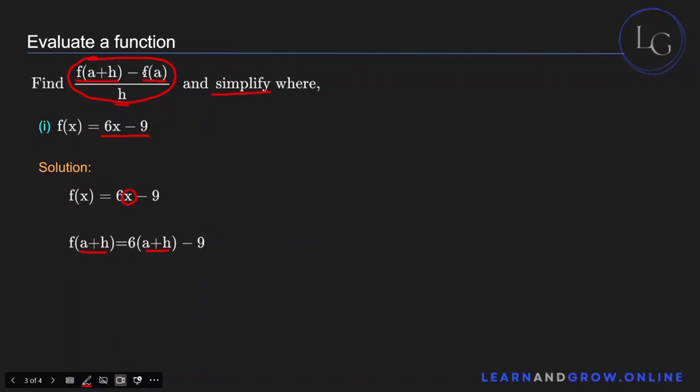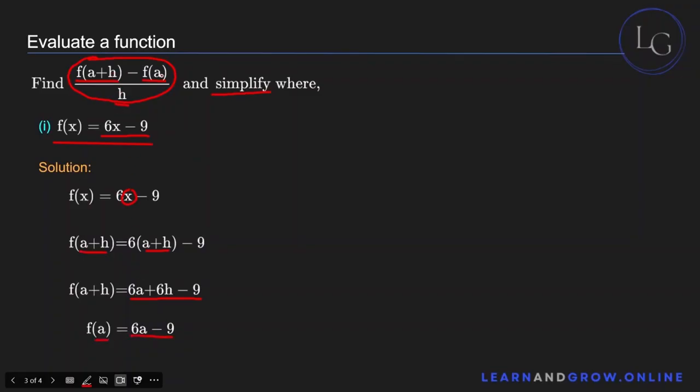So basically we have to find these two functions, and we've been given the actual function itself. So f of a plus h is equal to 6 into a plus h minus 9. Now we have to find f of a. That just means instead of x, you write down a, and then you simplify the whole expression. F of a is equal to 6a minus 9, because f of x is equal to 6x minus 9.